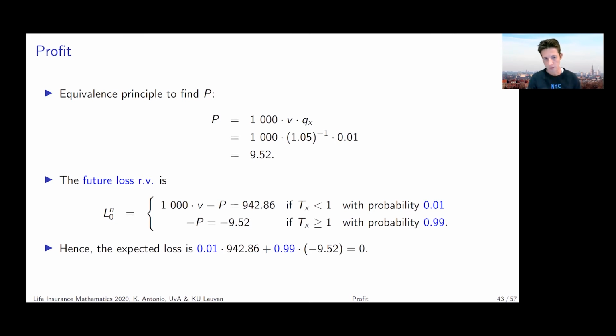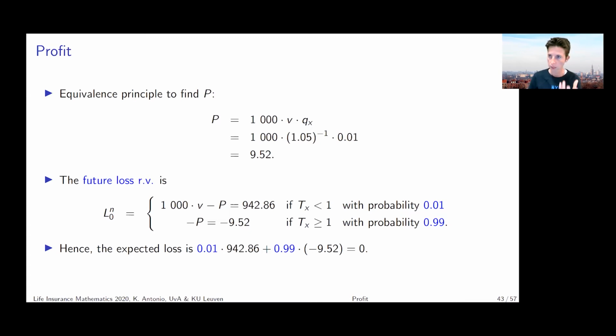If I calculate my expected loss or my expected profit, then I get 0. I get 0 because I calculated my premium with actuarial equivalence. So I'm imposing that the premium should lead me to an expected loss equal to 0. But here you see it also in a different way. If you look at the actual realization of the loss in the contract, you can once again, in a different way, see that the expected loss on this contract is 0 if I charge a premium P equal to 9.52. Okay, so this is for a single contract.